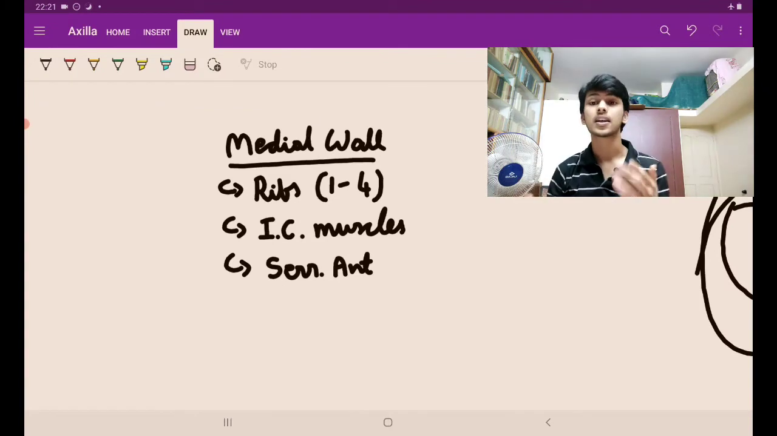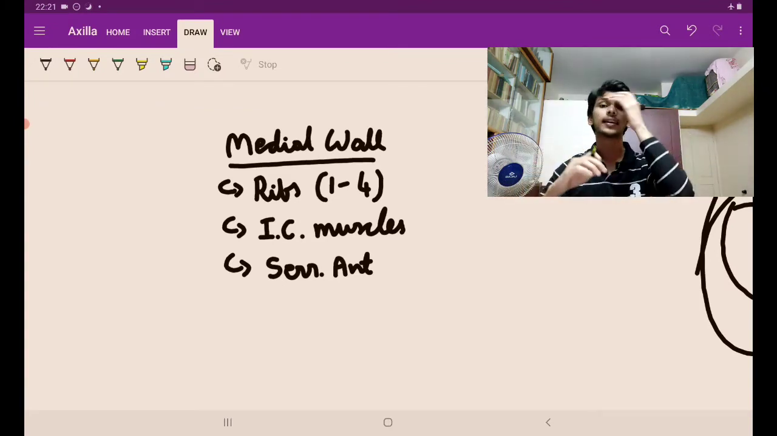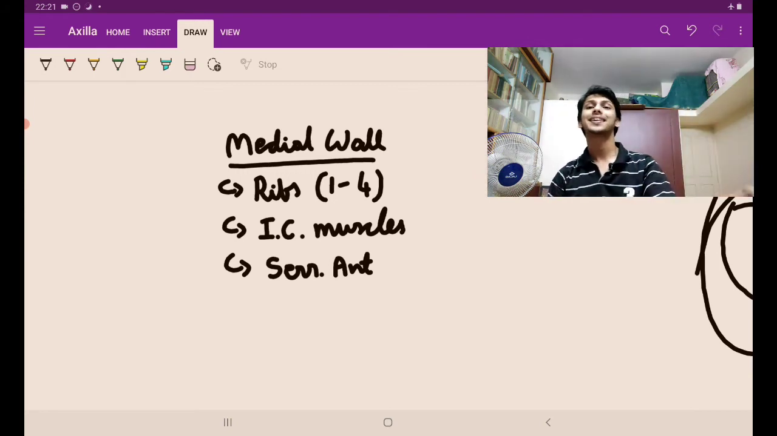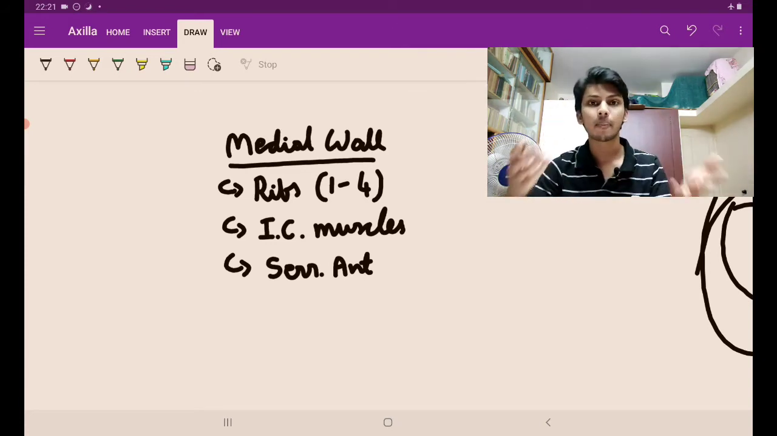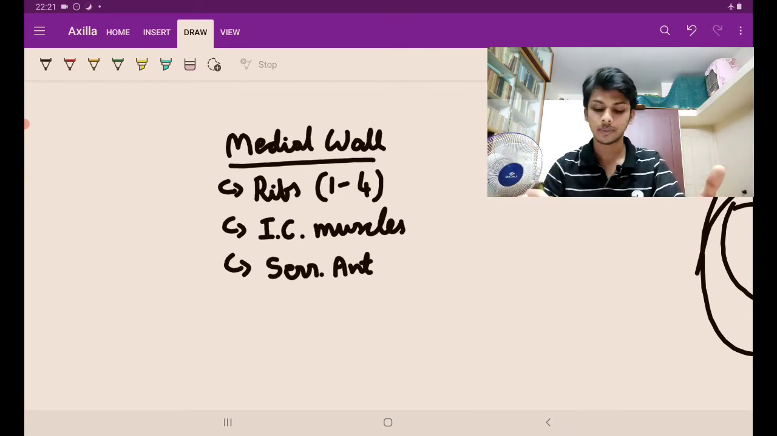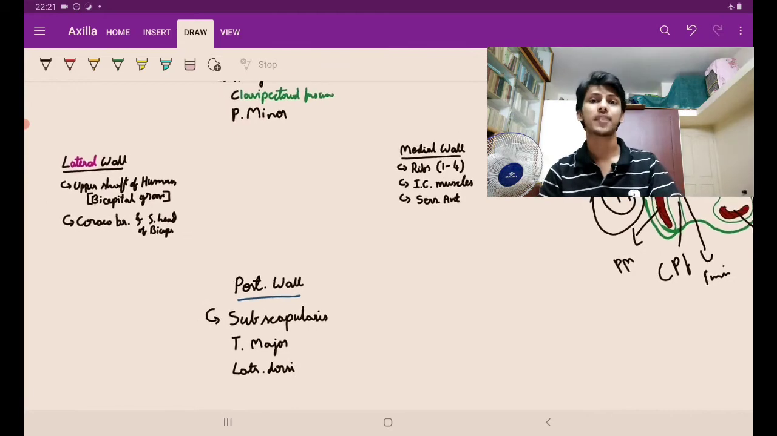Medial wall is formed by ribs. Will the ribs float? No, there is something holding it together. What is it? That is the intercostal muscles. Then there is serratus anterior. We learned that now, very beautiful muscle. In the form of digitations, it takes origin from the upper 8 ribs. If the upper 4 ribs are involved, obviously the digitations of the serratus anterior will also be involved. That forms the medial wall. Guys, these were the boundaries of axilla.